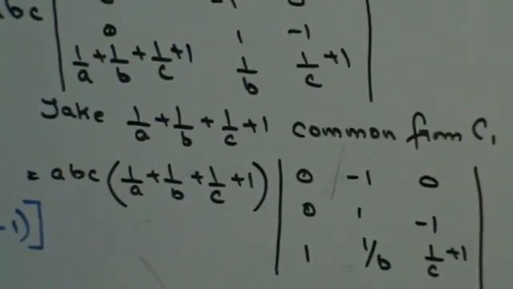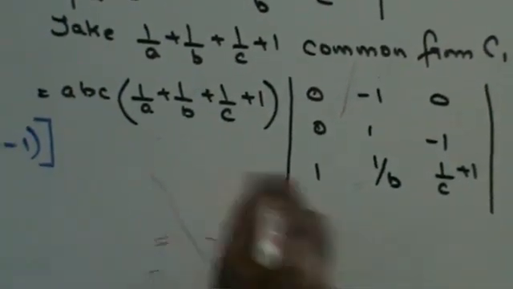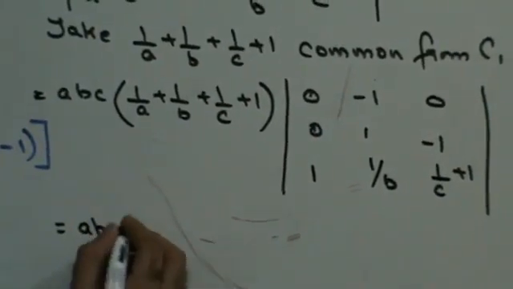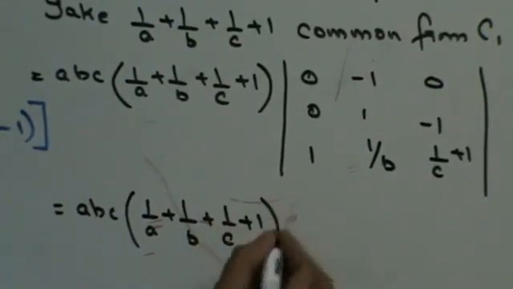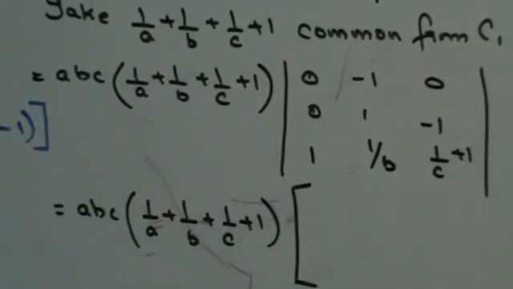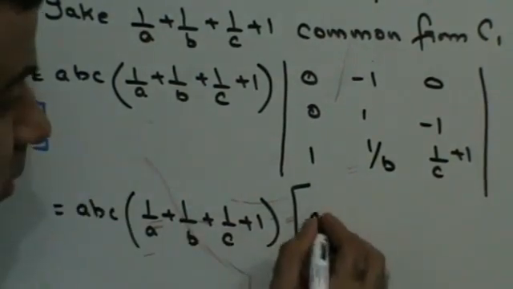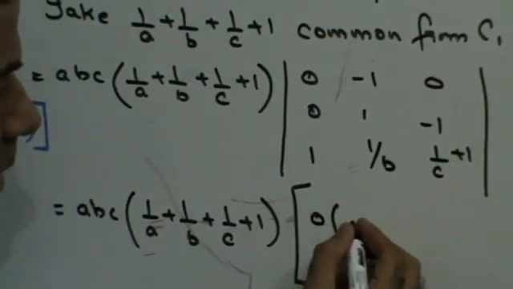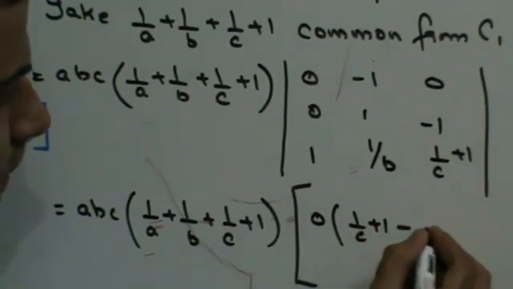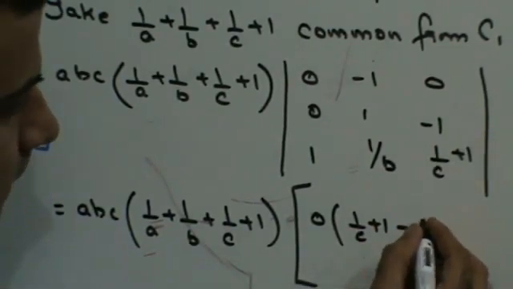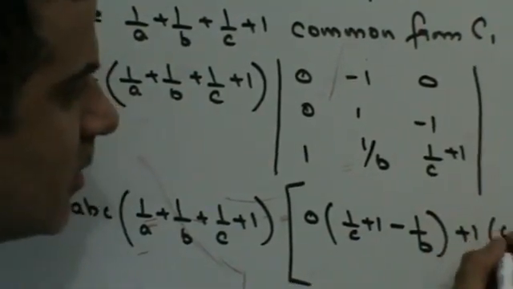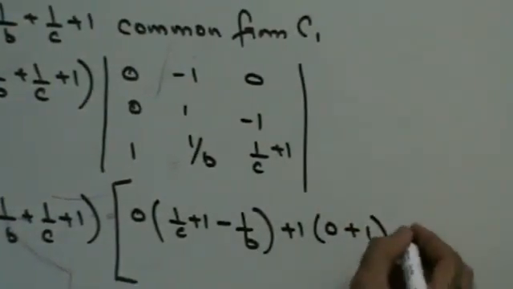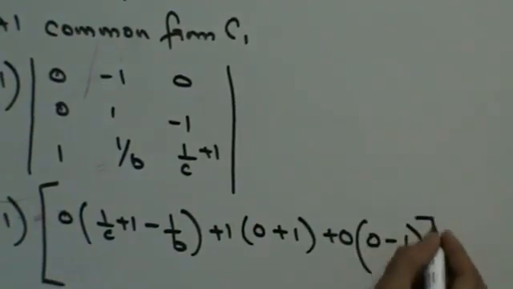Now, once I have this, I could just solve the determinant. This is a, b, c, 1 upon a plus 1 upon b plus 1 upon c plus 1. Solve this determinant. You know how to solve a 3 by 3 determinant. This will be 0. This is 1 by c plus 1 minus 1 by b, minus into minus 1 plus 1. This is going to be 0 plus 1 plus 0. This is 0 minus 1.